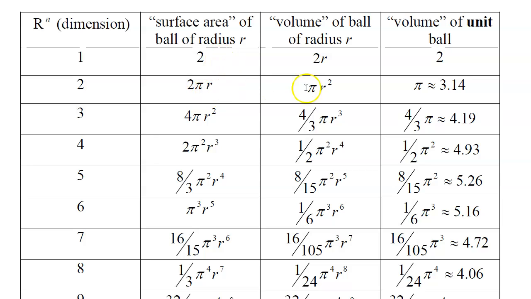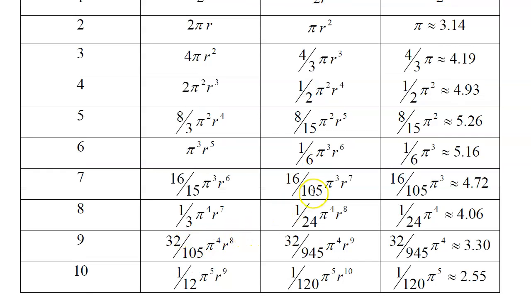Now notice, instead of having an r squared here, we just have an r to the 1. Instead of having r cubed here, we have an r squared. The power on r is always 1 lower than the power for the volume. Okay, and we also have some of these kind of strange coefficients. Where are these coming from?